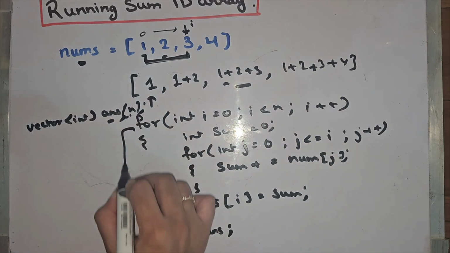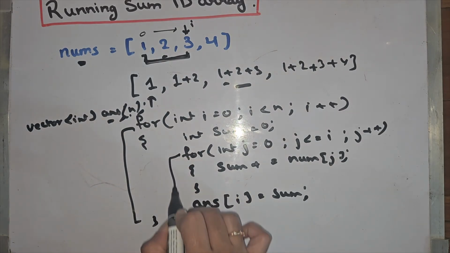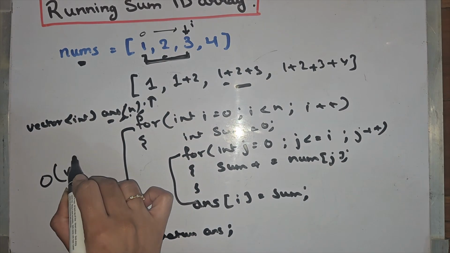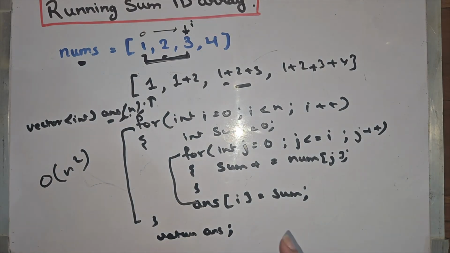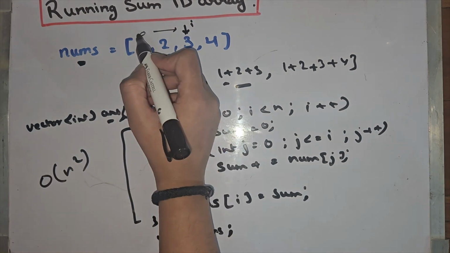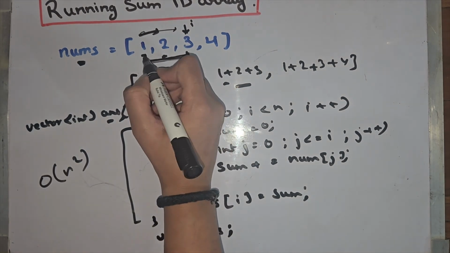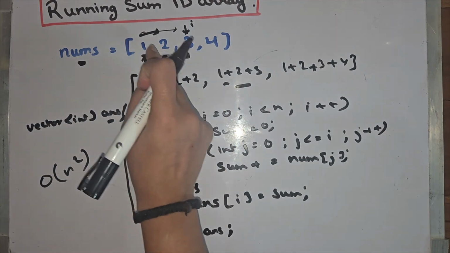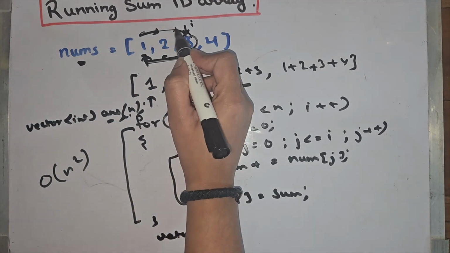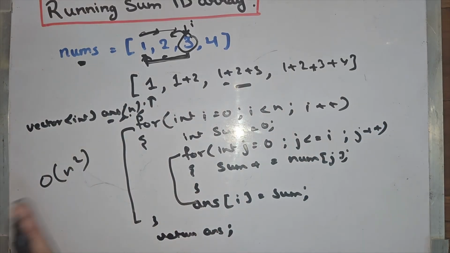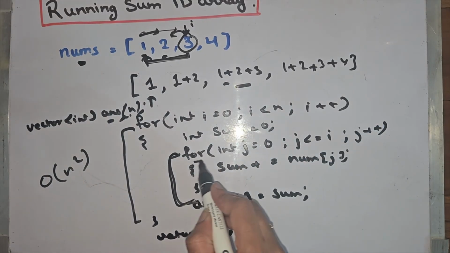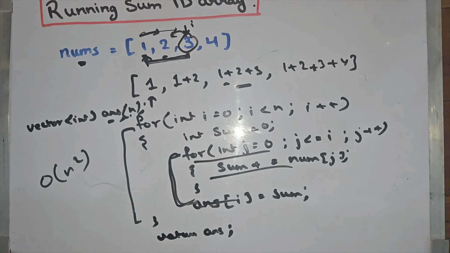For a very simple question, we used order of n square time complexity. So we need to think whether we can optimize this or not. While looking for optimization, we can see that while we are moving forward, if we store the left sum and keep adding one element to the existing sum, we will have the next element sum. We don't need this extra loop every time. So let's see optimization.